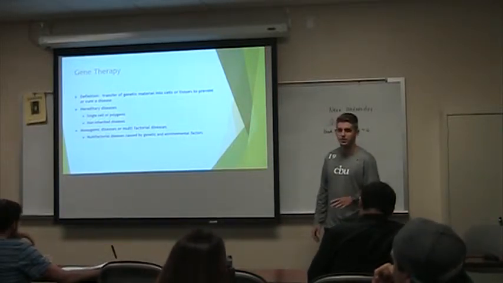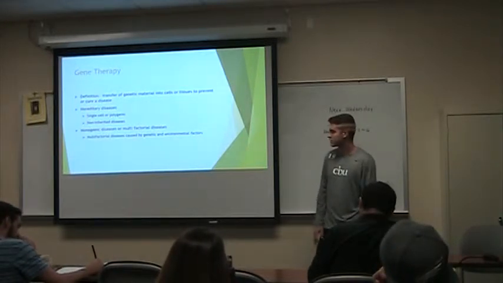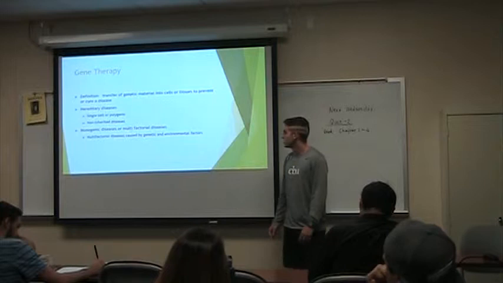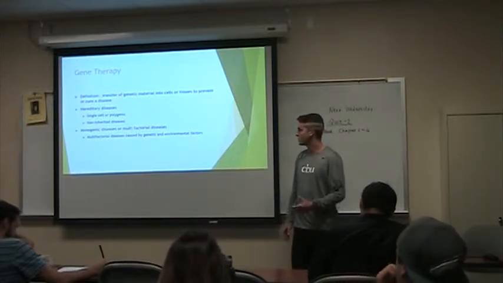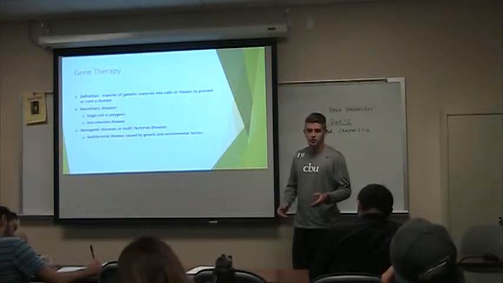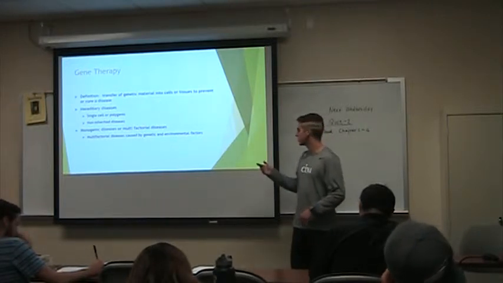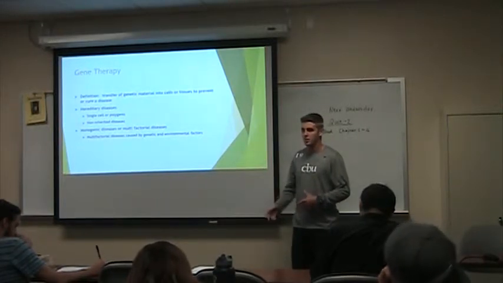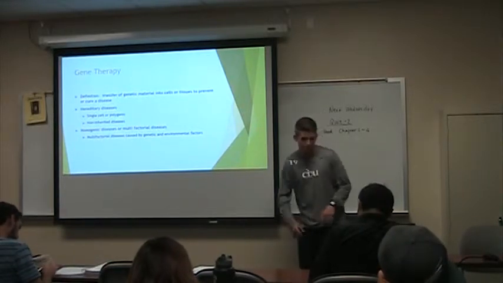For example, single cell diseases are like muscular dystrophy and hemophilia, which is a type of blood cancer. It's also used to cure monogenic disease or multifactorial diseases. But the problem with multifactorial diseases is there's different factors that come into effect besides genetic factors. There's also environmental factors. So diabetes, for example, can be genetic, but then you can also obtain it as well.